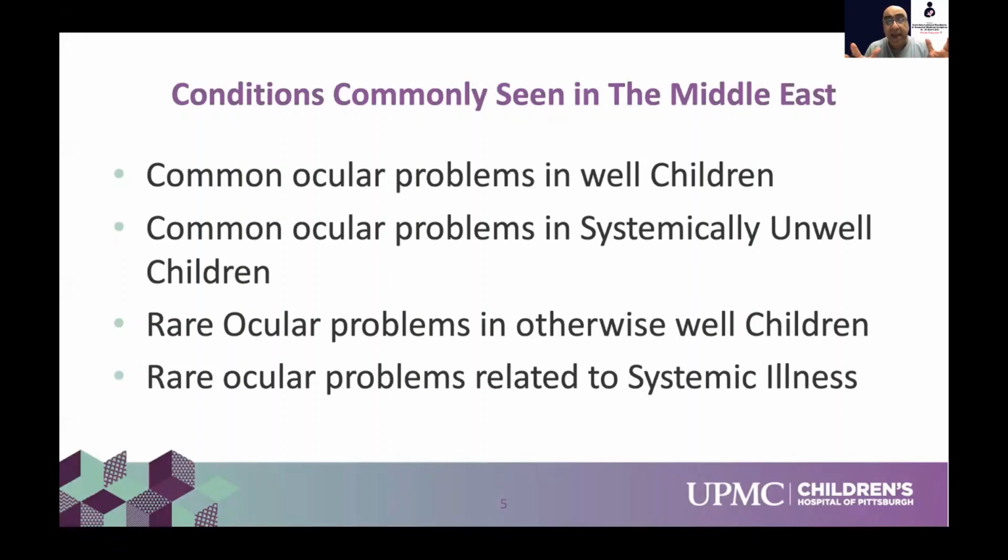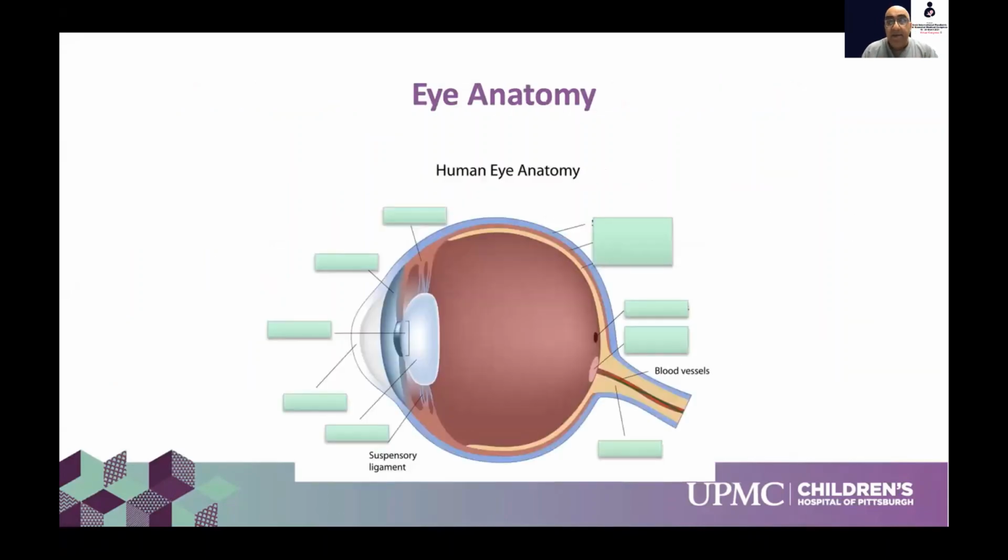And the conditions that I commonly see in the Middle East are common ocular problems in well children, common ocular problems in systemically unwell children, rare ocular problems in otherwise well children, and rare ocular associations or problems related to systemic illness. Now, clearly, in half an hour, I'm not going to be able to give you a comprehensive view, but what I thought we would do is perhaps pick on some of these conditions and show you how the intervention and the diagnosis has changed.